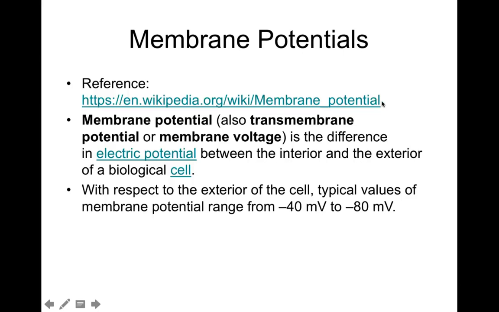This discusses a membrane potential. So basically, what is a membrane potential? It's also known as a transmembrane potential or the membrane voltage. It's basically the difference in electric potential between the interior and the exterior of a biological cell. So with respect to the exterior of the cell, typical values of the membrane potential range from minus 40 to minus 80 millivolts.